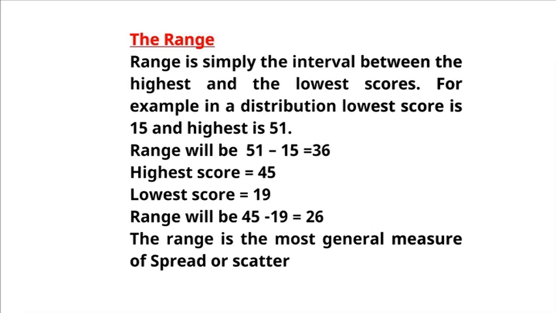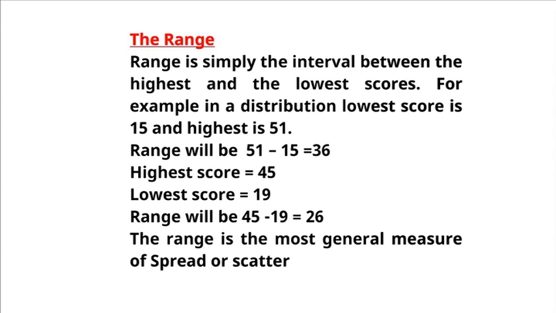For example, in a distribution the lowest score is 15 and the highest is 51. The person who is getting the maximum marks has 51, the lowest has 15. So, what will be the range? Range will be highest minus lowest, 51 minus 15 is equal to 36. That means the scores are spread between 15 and 51, and the range is 36.